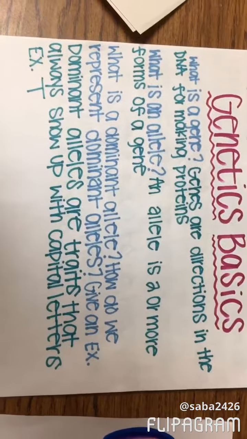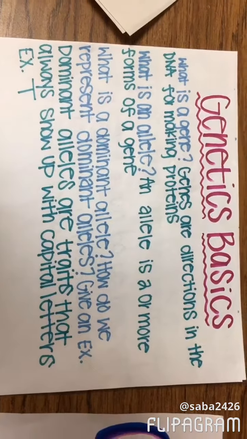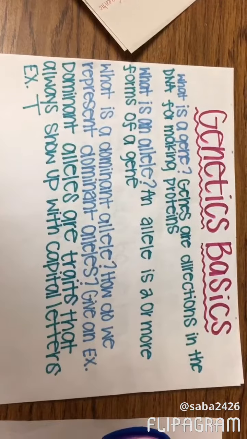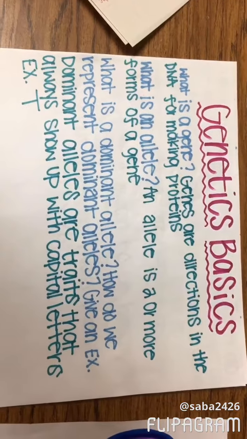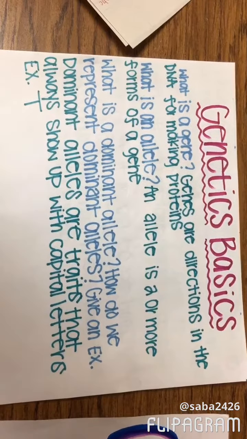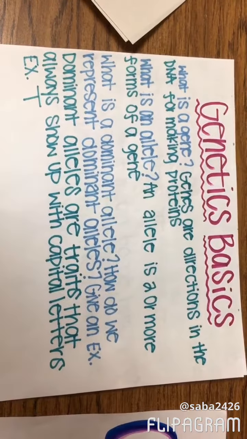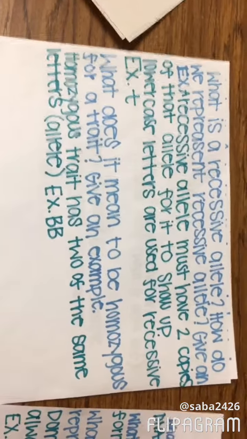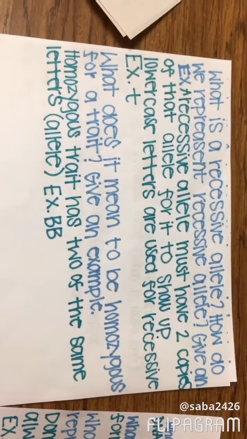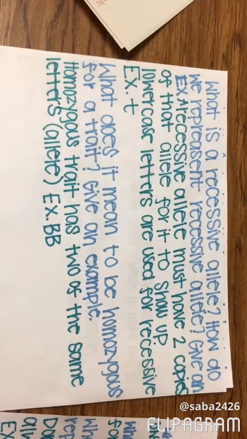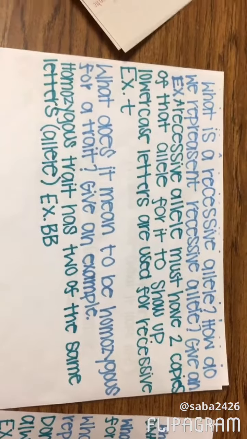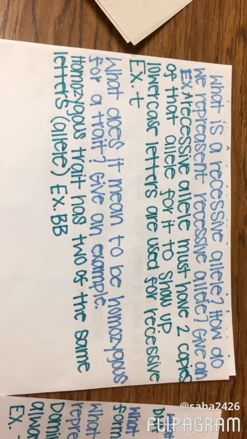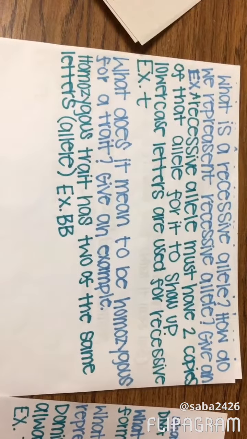What is a gene? A gene is directions in the DNA for making proteins. An allele is two or more forms of a gene. The first type of allele is the dominant allele. It's when traits show up as capital letters, for example, capital T. The second type of allele is the recessive allele. A recessive allele must have two copies of that allele for it to show up. Lowercase letters are used for recessive, for example, lowercase t.